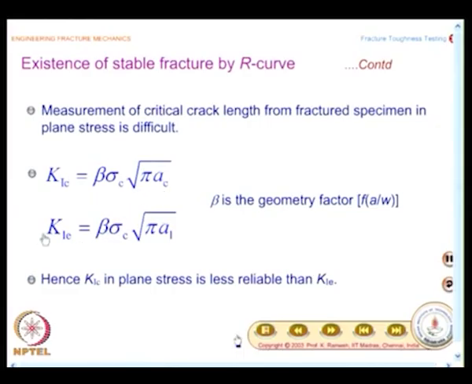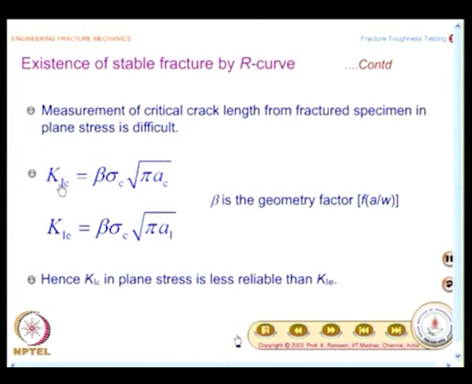So, people have recommended an alternate definition where you have K1E equal to beta sigma c square root of pi a1. This is known as apparent toughness. So, you will find in the literature the toughness at which the crack initiates, the toughness at which it has a catastrophic failure, and the apparent toughness. So, you have all three definitions.